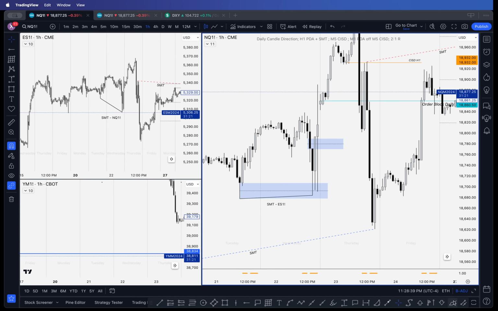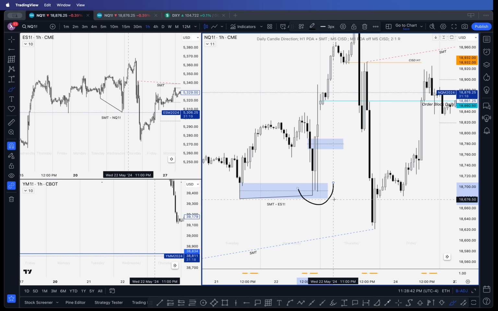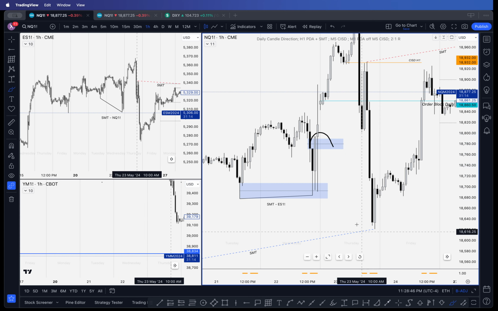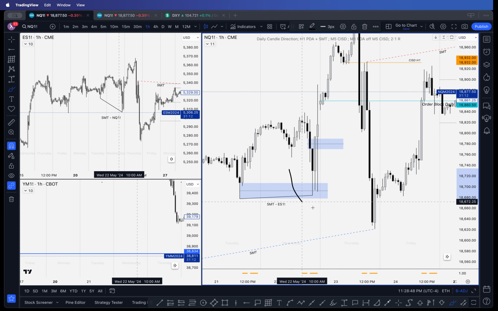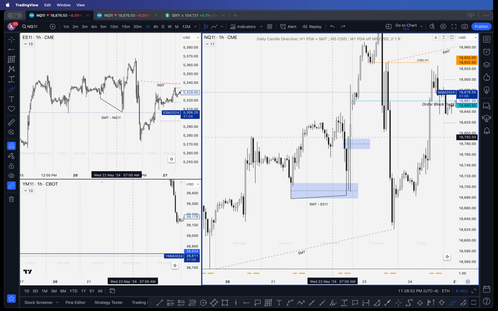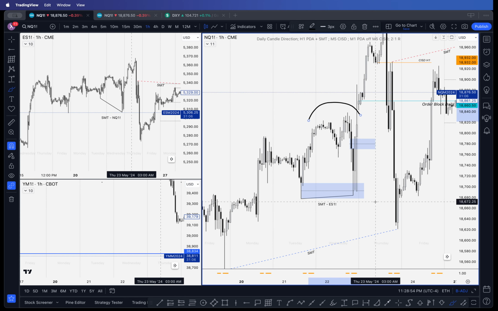SMT, because one index is going to liquidate the external range low. The target is not retracement reversal. So if we look at market cycles, we are not expanding, retracing, and then continuing. The target is going to be the external range highs. That is the draw on liquidity. This is not going to be used for reaccumulation of the market.